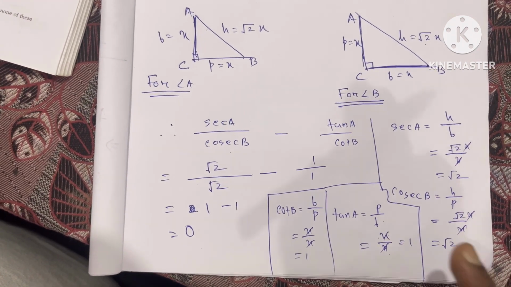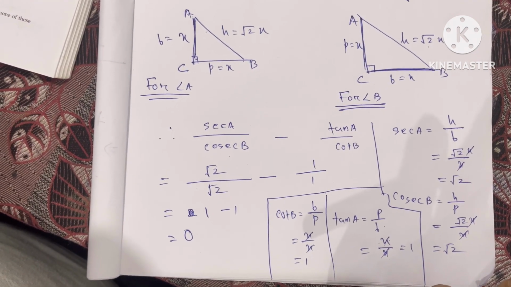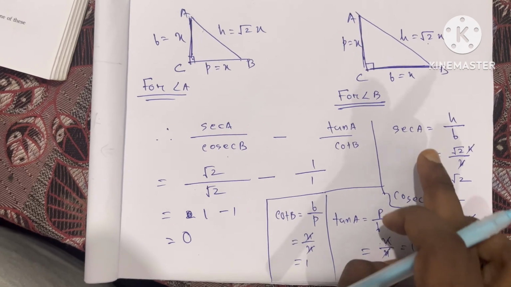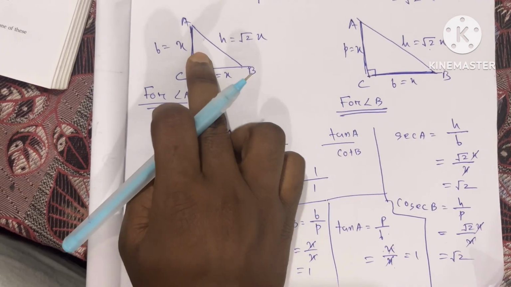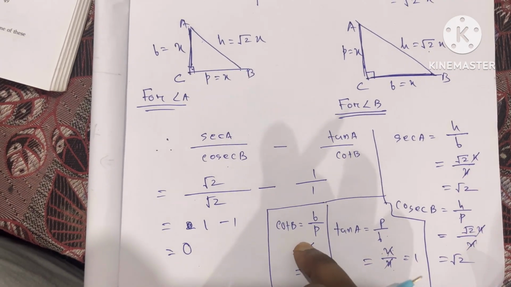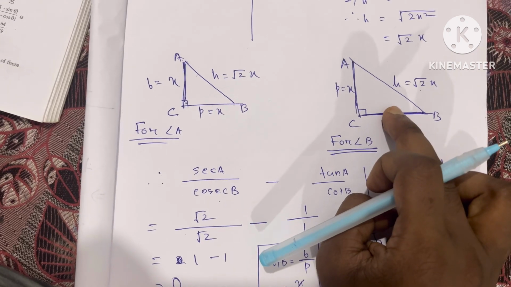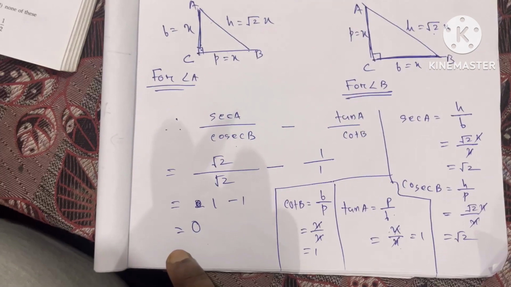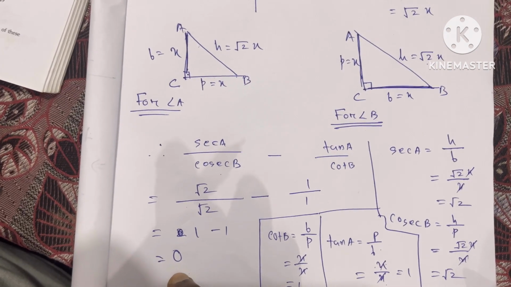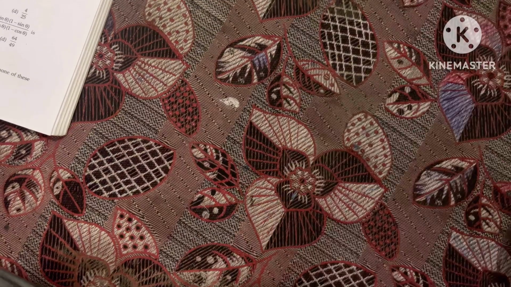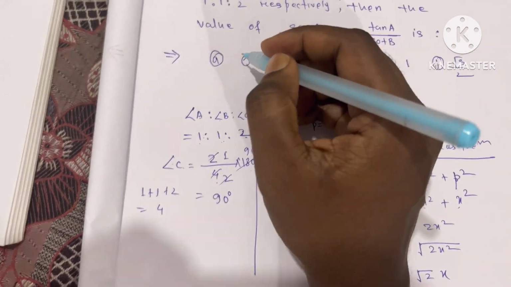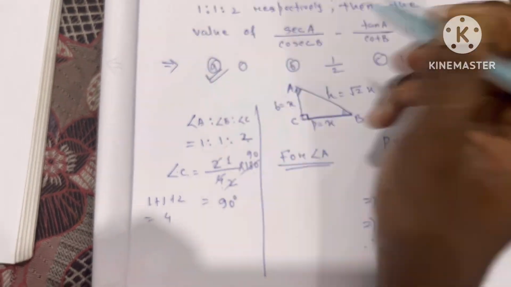Very easy, but be careful to consider which is the base and height. For angle A you have to consider this triangle, and for angle B you have to consider this triangle. So what answer did I get? I got the answer 0. Which option will be correct? Option A will be correct.